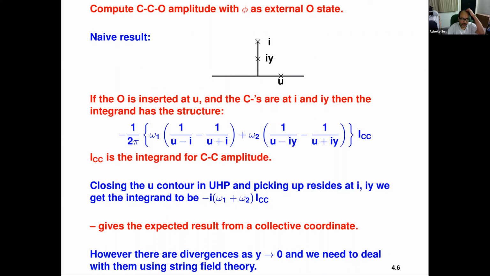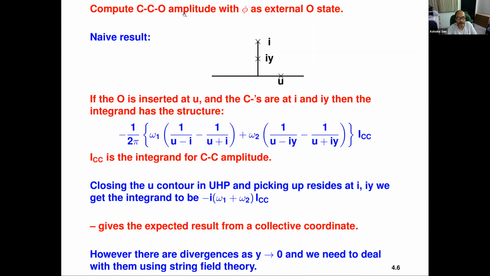Okay, so let's do a computation. Let's compute the CCO amplitude with phi as the external O state. The goal is to check if the CCO amplitude has the structure of I omega times the CC amplitude. Then phi will be directly equal to phi tilde, because if O had been phi tilde, it would be just I omega, or minus I omega, times the CC amplitude, and that's what we want to test.